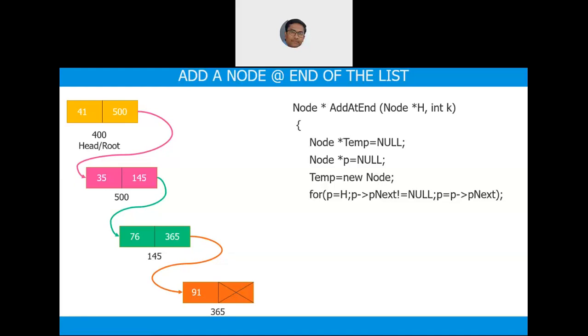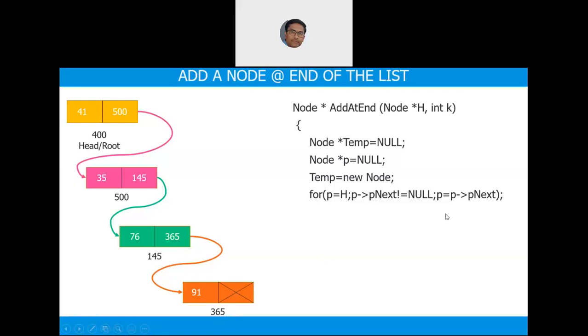So again, bodiless loop. Now p has to be moved. p is now pointing to 500. Now you are asking the value of p itself to change with p arrow p next, which is now 145. That means p is pointing to 145. Now this 145 arrow p next, is it null? No, it is 365. So therefore it is again true. Now p is pointing to 365. So at the end of this for loop, p is pointing to the last node.